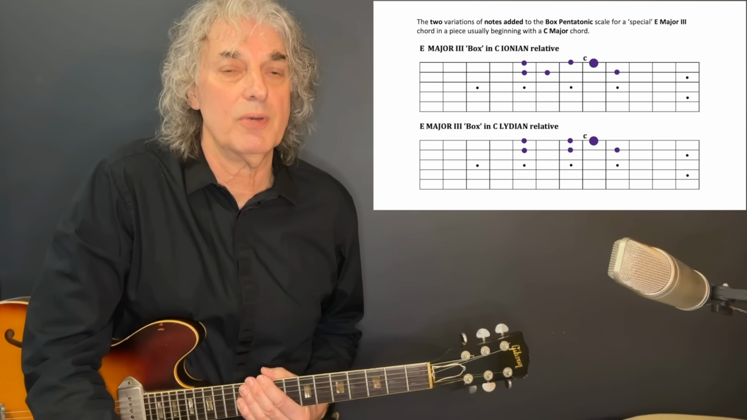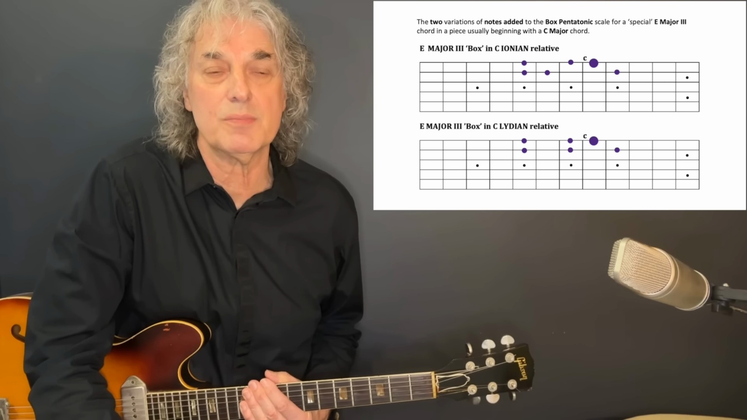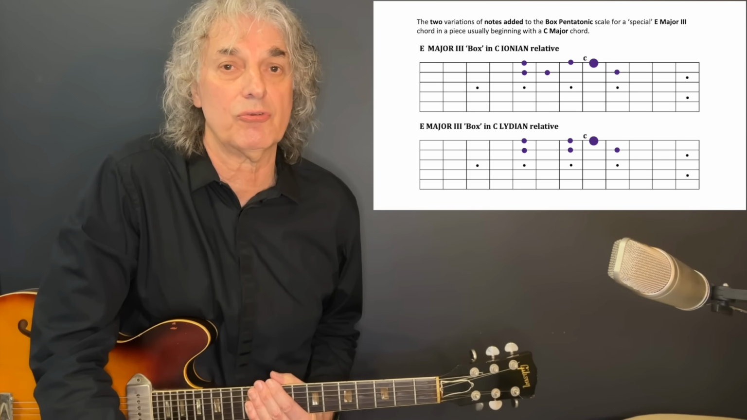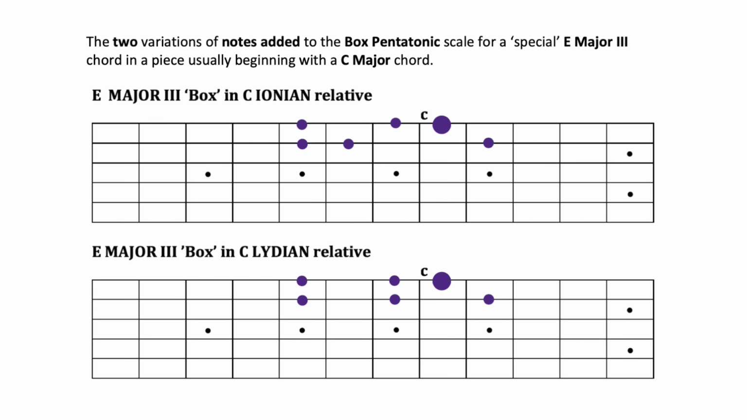Ionian and Lydian box modes can usually continue for a whole piece, but one common exception is encountering a special major 3 chord. The two variations of notes added to the box pentatonic scale for a special E major 3 chord in a piece usually beginning with a C major chord.